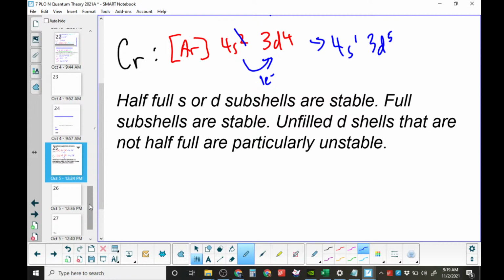The axes, X, Y, and Z, like the number plane. Each one of them had a name, so there's a px, py, and pz. You have to be able to recognize the d orbitals. So that forces you to go back to the d orbitals and see them all again.